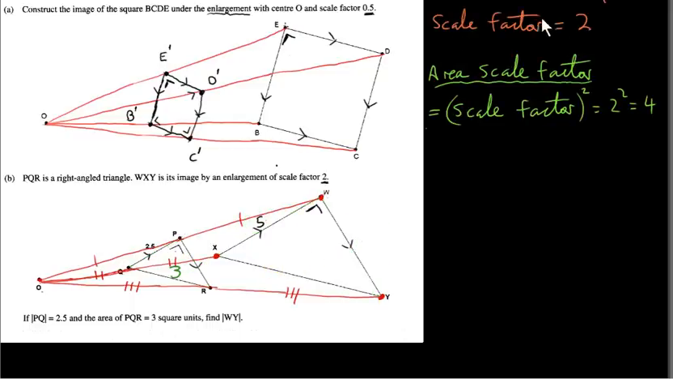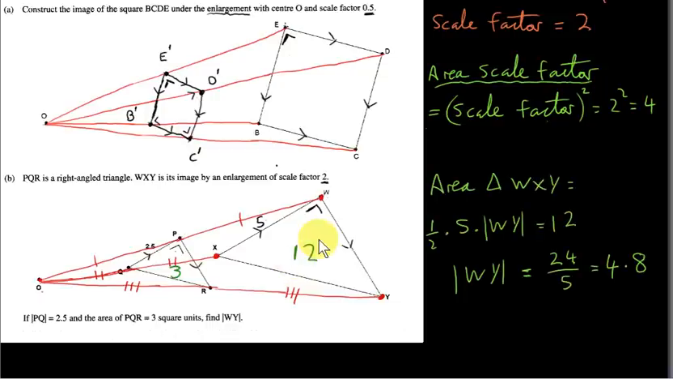The scale factor is 2. It turns out that the area scale factor, that's what I'm calling it, is got by getting the scale factor and squaring it. So we take 2, which is the scale factor, and square it, so we get 4. So the area is scaled up by a factor of 4. So we multiply 4 by 3 to get 12. So the area of WXY is 12.